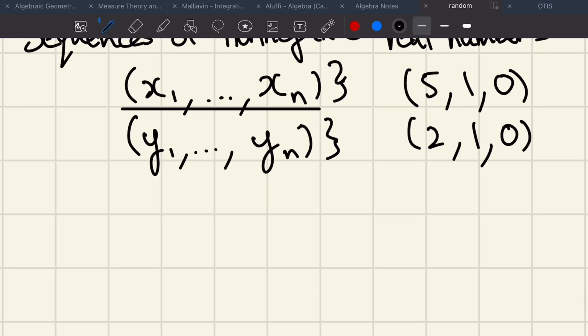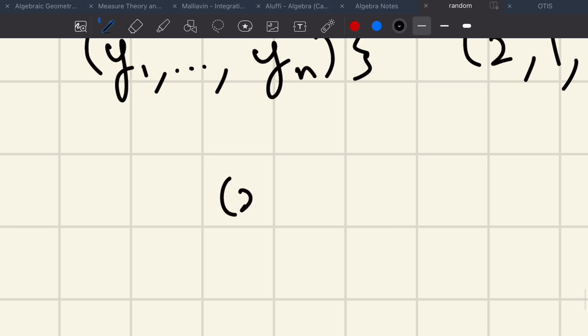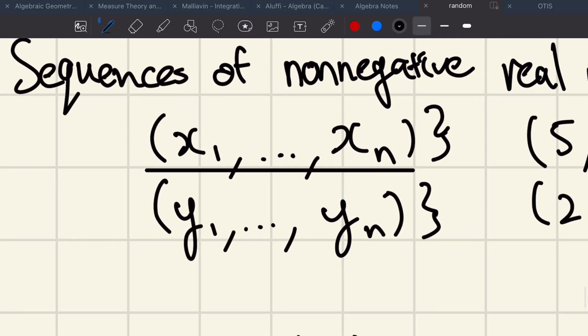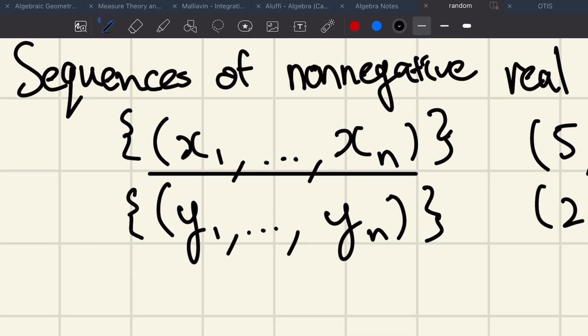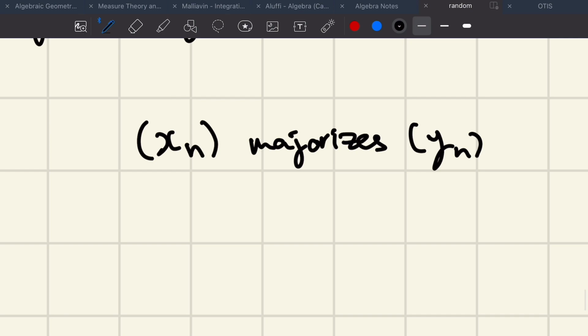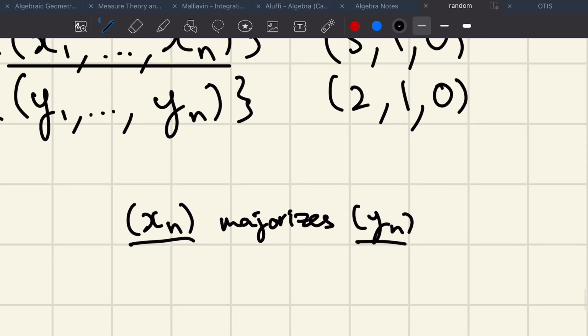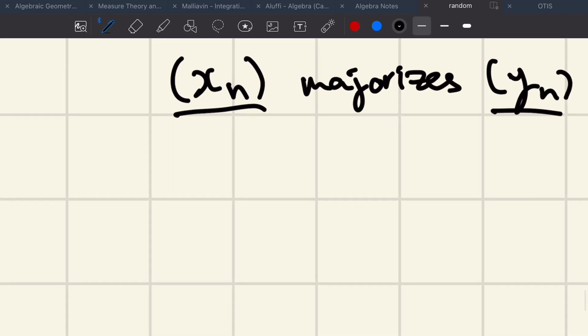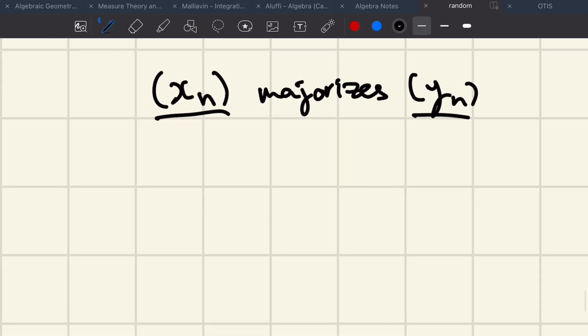So we say that the sequence xn majorizes the sequence yn, as in here this is xn and here this is yn, if each component of xn is greater than each component of yn, not component-wise, but in this way, as I'll present below.